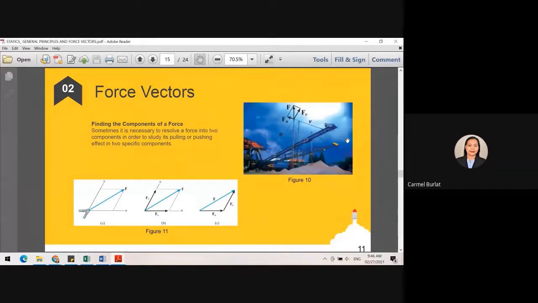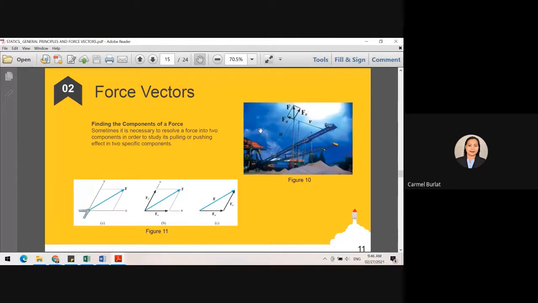Force vectors continued. Finding the components of a force. Sometimes it is necessary to resolve a force into two components in order to study its pulling or pushing effects in specific directions. So if you have this force here, it is better to resolve it into a V component and a U component, right? This is an imaginary plane.